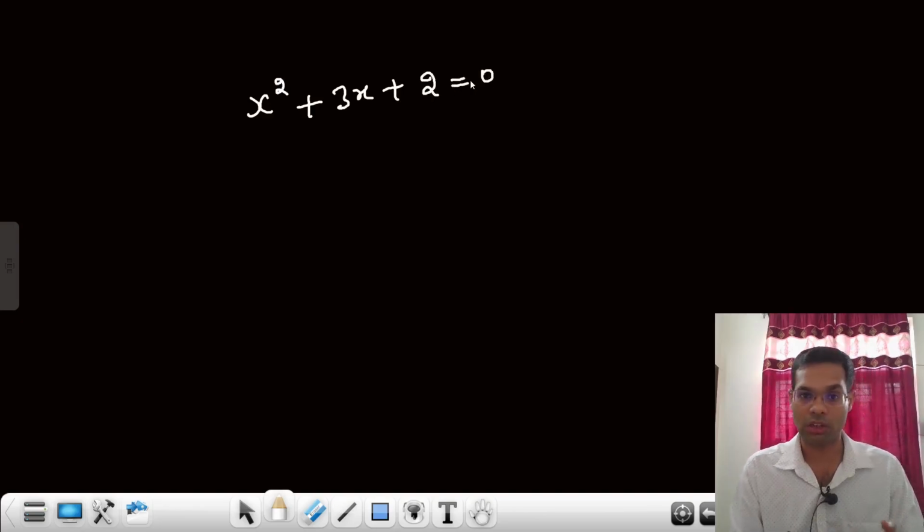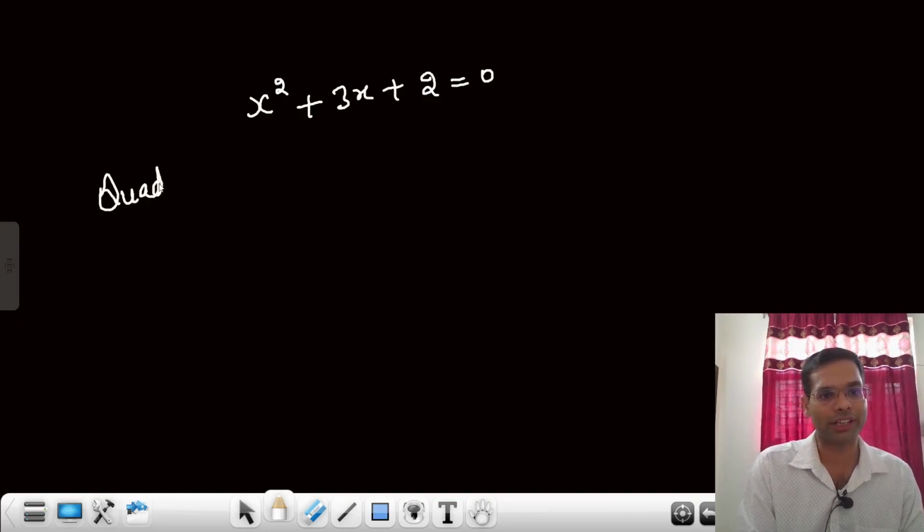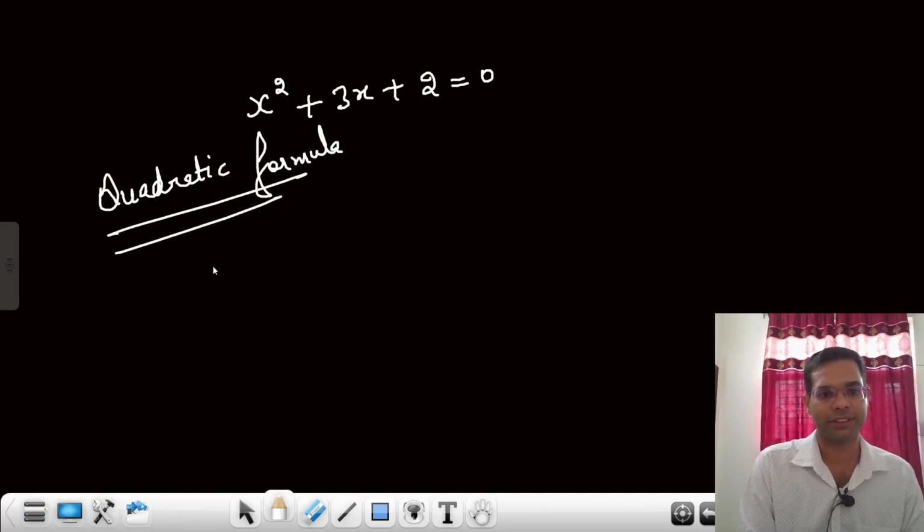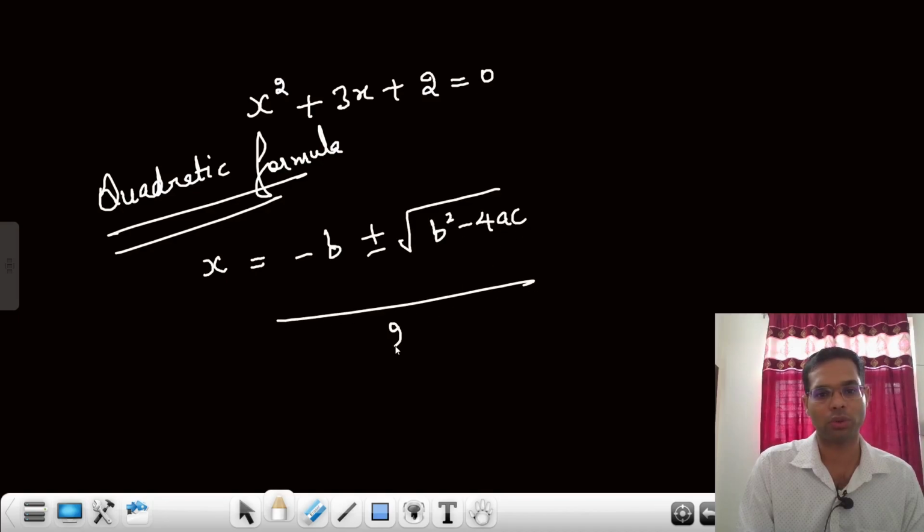There is a formula called Sridharacharya's formula. We also call it the quadratic formula. What is the quadratic formula? You have to find the value of x: x equals minus b plus minus root of b square minus 4ac, upon 2a. What are a, b and c, sir? This is the general form, when you take ax square plus bx plus c is equal to 0.